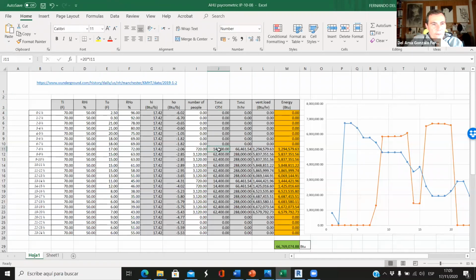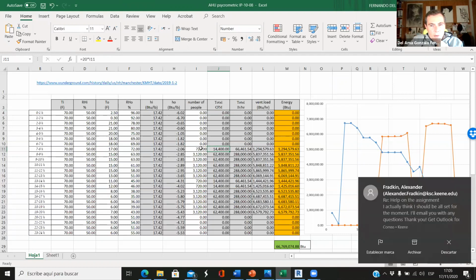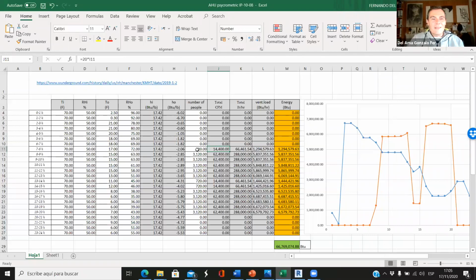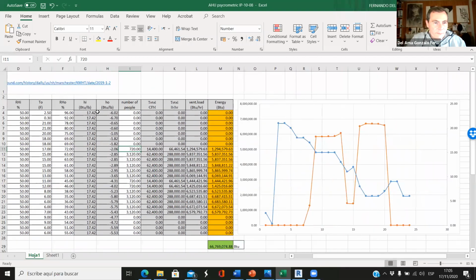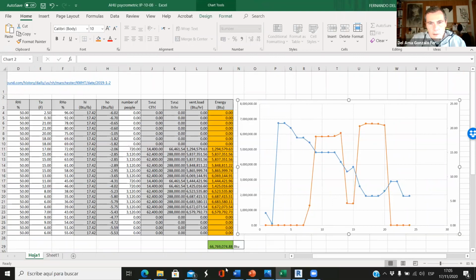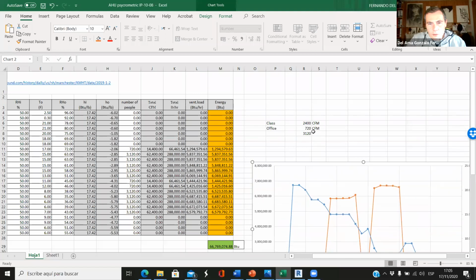Okay, the total CFM, it's just 20 times the number of people. Okay, so I think I did it wrong. You are right. Okay, so it's good that you are watching the lesson and you find out that I made this mistake, because we are changing the number of people. So I have changed the CFM, but we are changing the number of people. So this is the total CFM. Yeah, so I did it wrong.